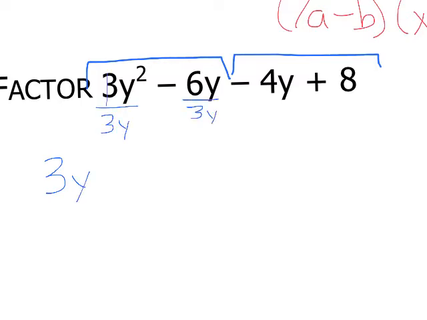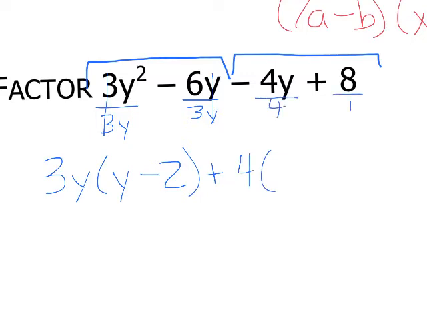So 3 divided by 3 is 1. Y squared divided by y is y. Negative 6 divided by 3 is minus 2. Y divided by y is gone. Okay, what can I take out of 4 and 8? 4. So plus 4. So negative 4 divided by 4 is negative 1y, and 8 divided by 4 is plus 2.